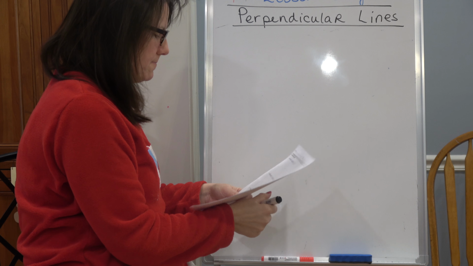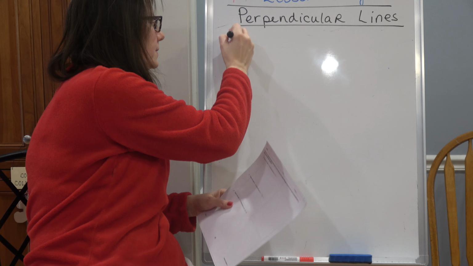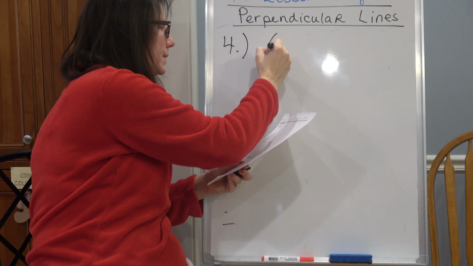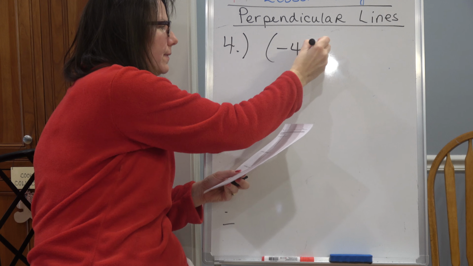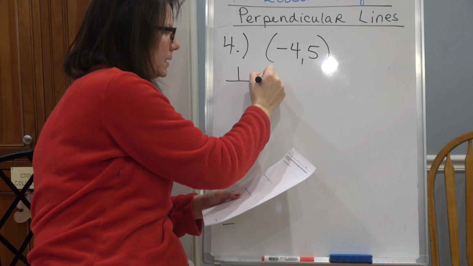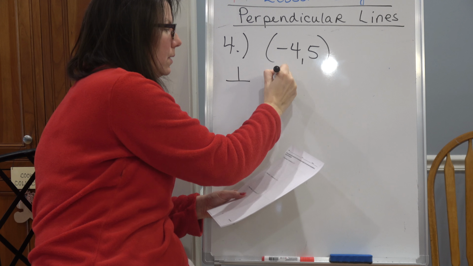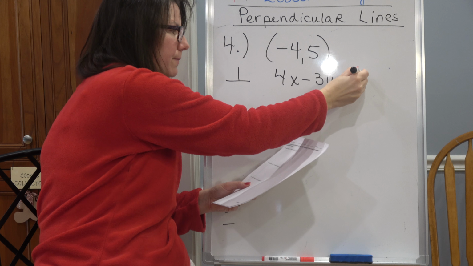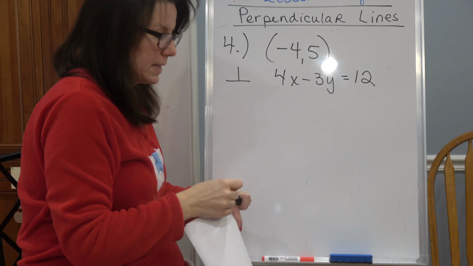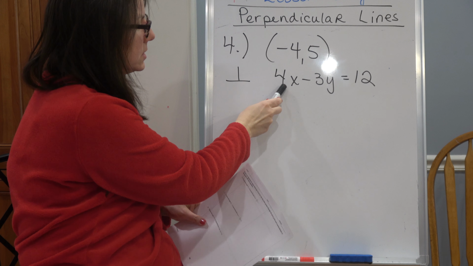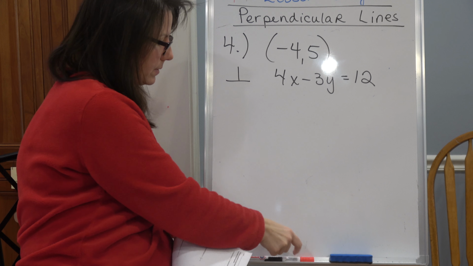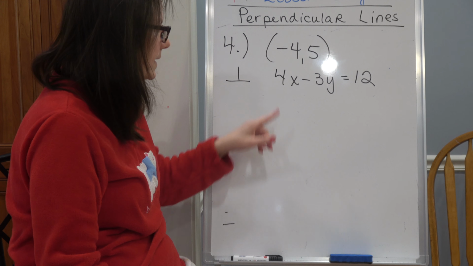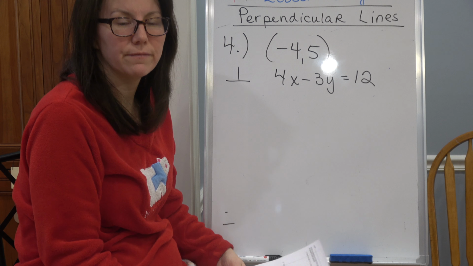So number 4 says it passes through -4, 5, and it's perpendicular to 4x minus 3y equals 12. So once again, what I need from this line is the slope. Okay, I can't see what the slope is right now because it's not in slope-intercept form.